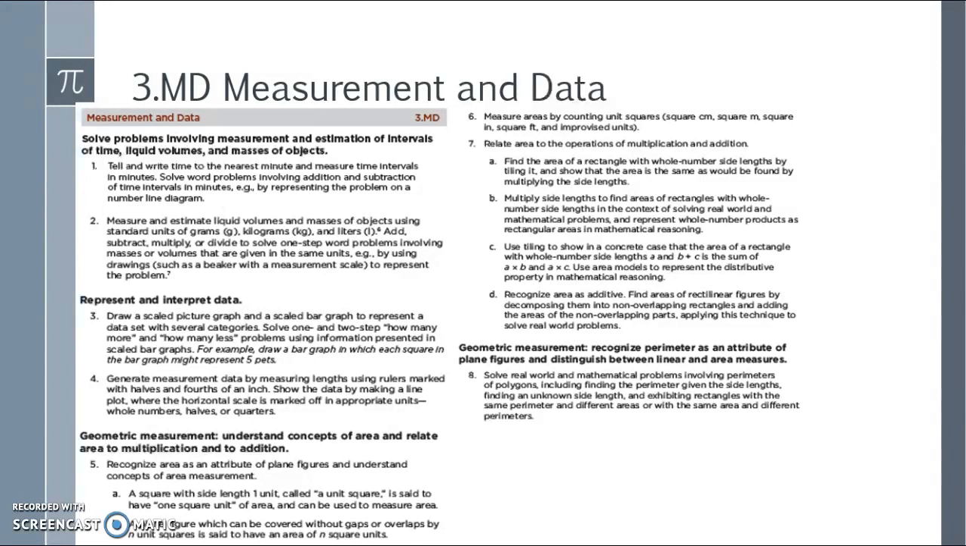Further, it cross-relates more than just one cluster. So it might cross-relate measurement and data with geometry, or geometry might go in with operations and base 10. So keep that in mind as we go through these.